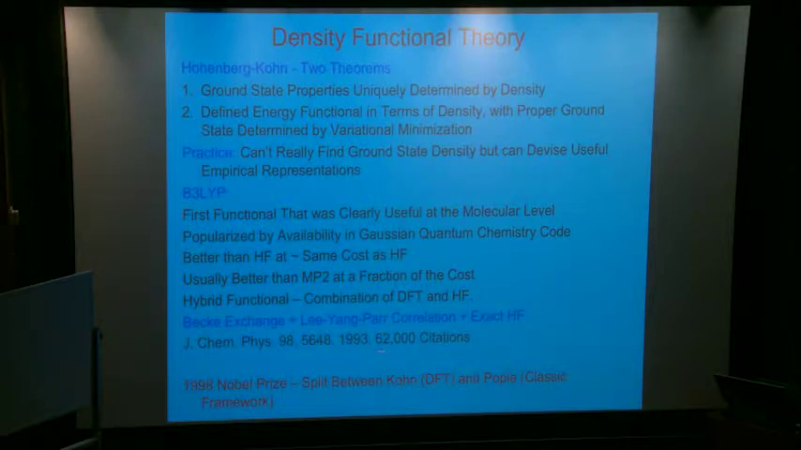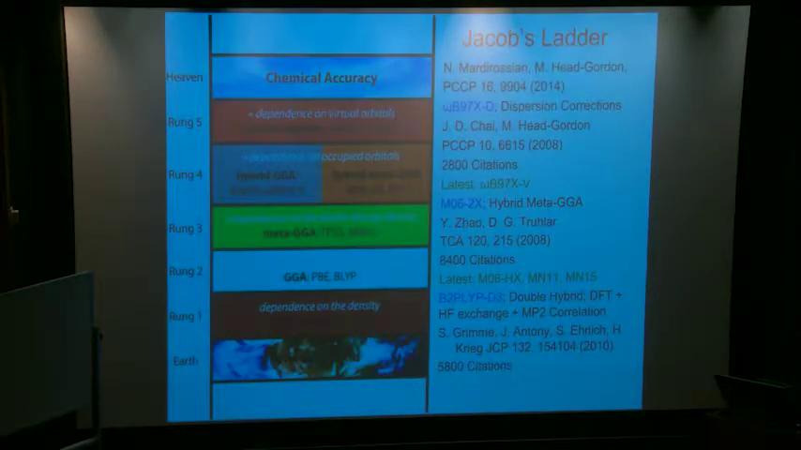Look at that number of citations. 62,000 citations for a paper published in 1993. There aren't many papers out there that have anything like that number of citations. Essentially, anybody that has run an electronic structure calculation has run a B3LYP calculation. Maybe that starts to be less true now. Maybe people don't bother to do B3LYP anymore. I don't know. But for 20 years, that was true.